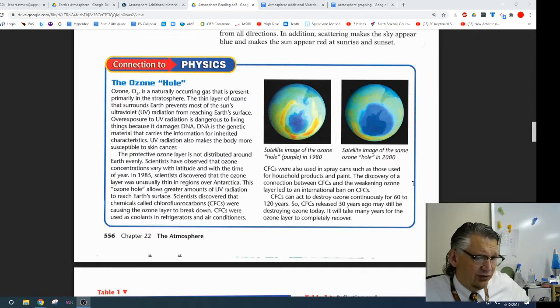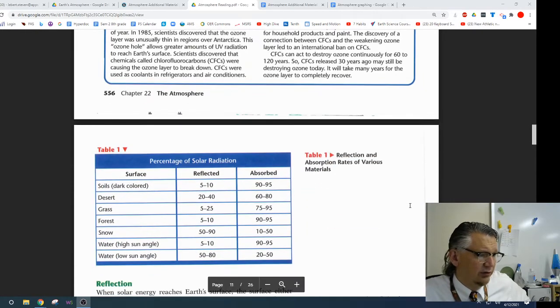CFCs can act to destroy ozone continuously for 60 to 120 years. So CFCs released 30 years ago may still be destroying ozone today. It will take many years for the ozone layer to completely recover.